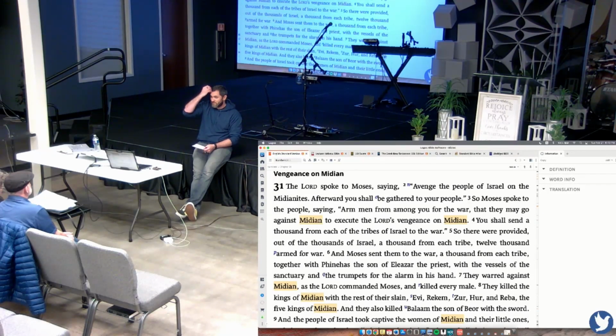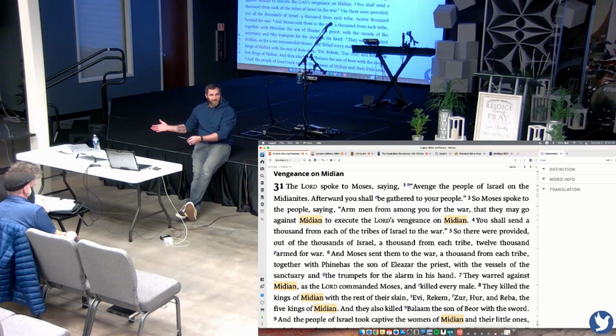So Moses has one more job to do before he is going to get killed. It says here in verse 2, avenge the people of Israel on the Midianites. Afterwards you shall be gathered to your people. So God's like, this is the last thing that I need you to do, and then once you've done it, I'm going to go ahead and kill you, but I need you to do this first. Why? What do the Midianites need to be avenged for?